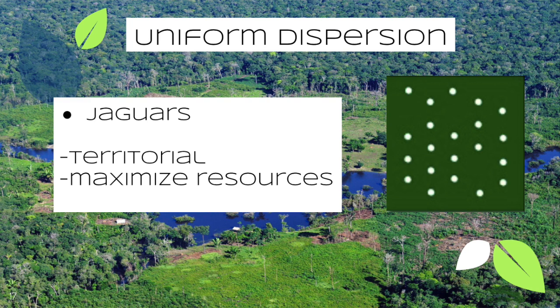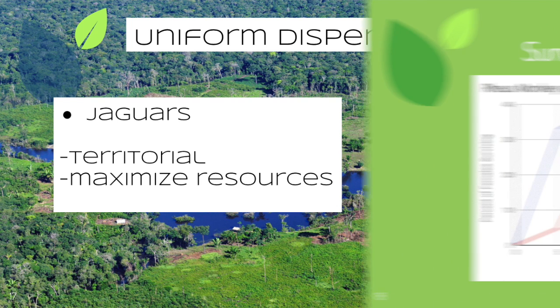Another reason animals demonstrate uniform distribution is for territorial purposes. Jaguars are very territorial animals and able to defend their territory fiercely. Jaguars have very sharp teeth, claws, and are very fast. These characteristics make it easy for the animal to be territorial.